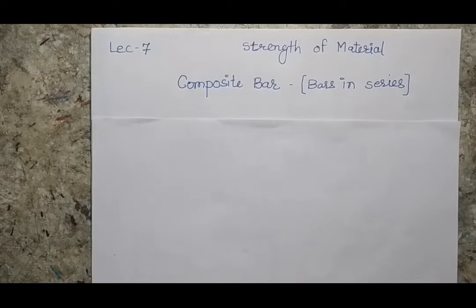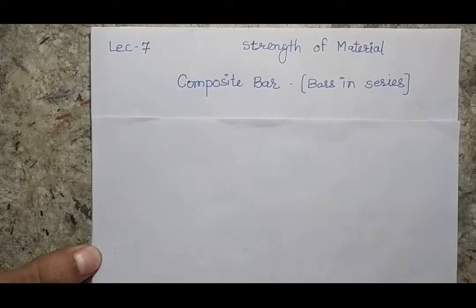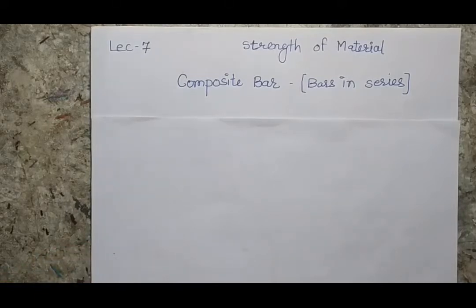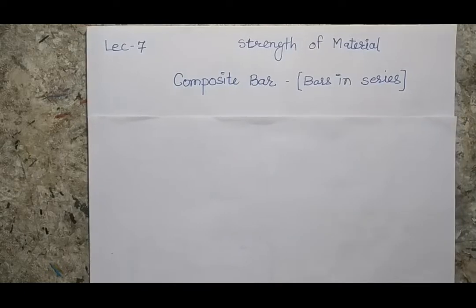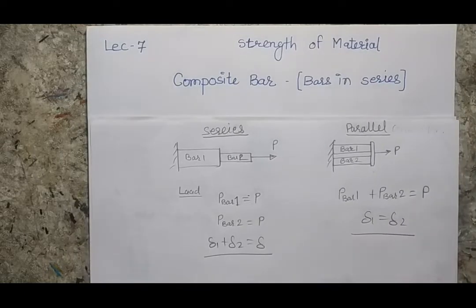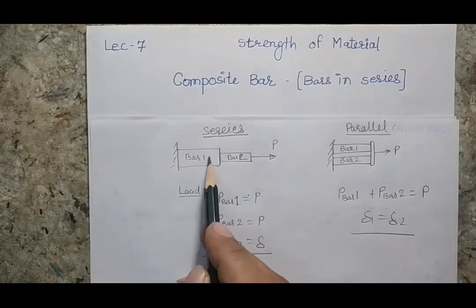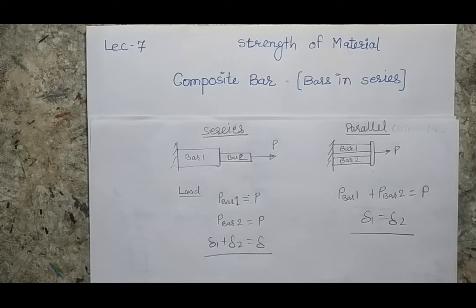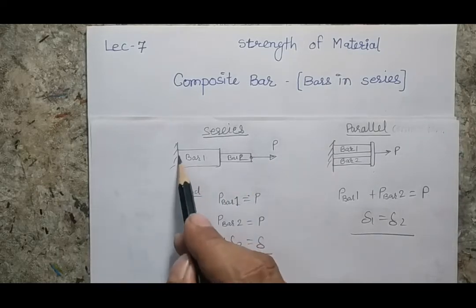So, as we know, when we deal with structures, particularly bar kind of structures, there may be a series connection of bars or a parallel connection of bars. For example, if our structure is like that, there are two bars connected axially. Both the bars have different cross sections and I am applying a force P at the end of this bar. The other end is a fixed end.